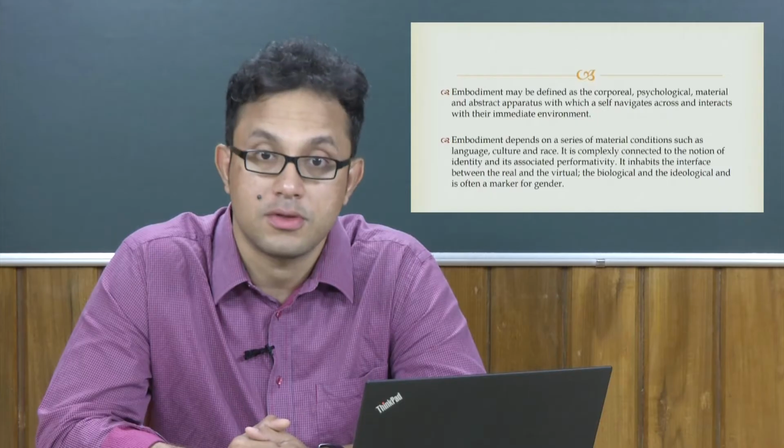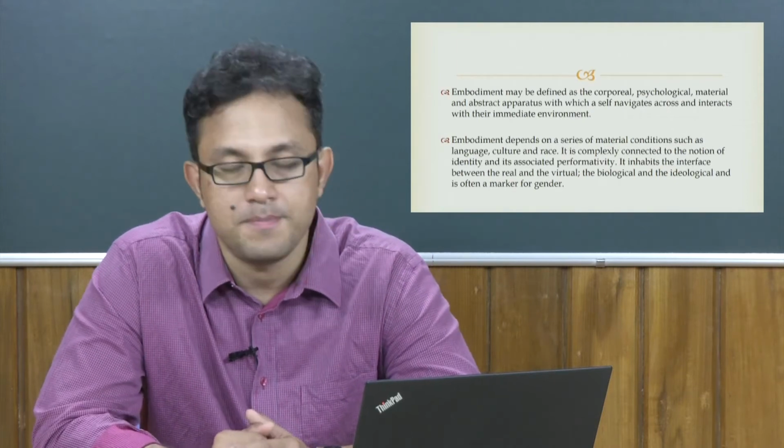Now, the second term that I want to spend some time with today is embodiment. What is embodiment? Again, this is a working definition I'm taking for the purpose of this course, and you can broaden it, complicate it, problematize it even further if you reflect on it. But this is the starting working definition which we'll use. So, embodiment may be defined as a corporeal, psychological, material, and abstract apparatus with which a self navigates across and interacts with the immediate environment.